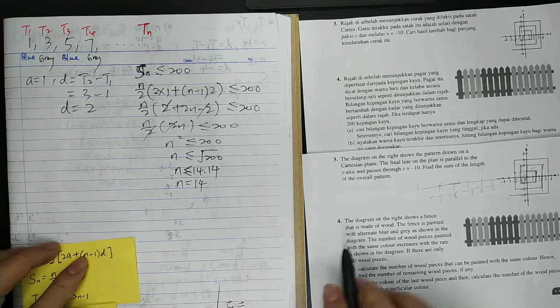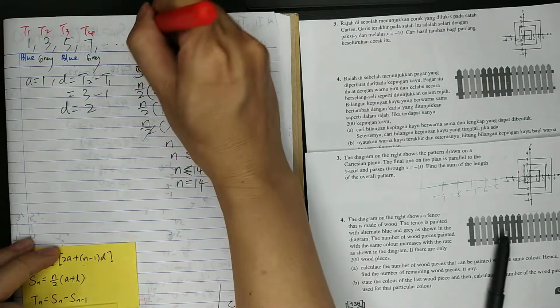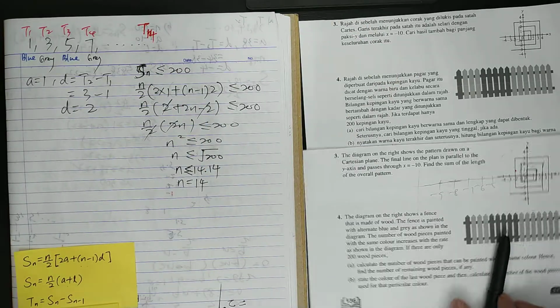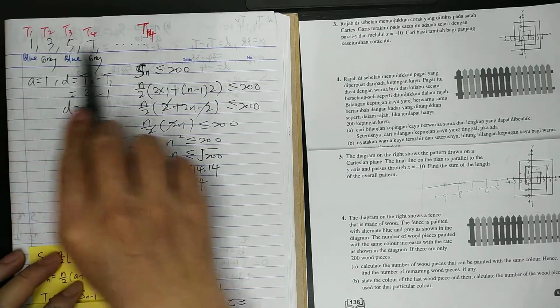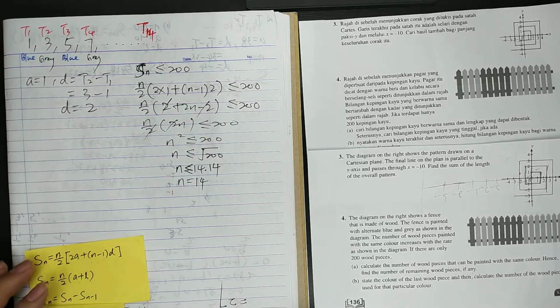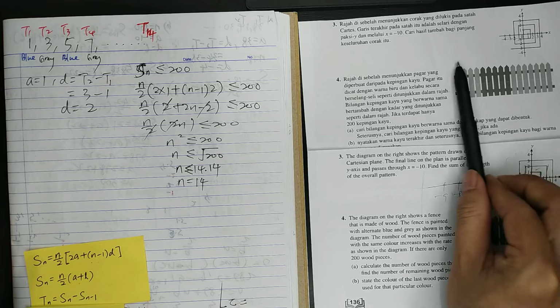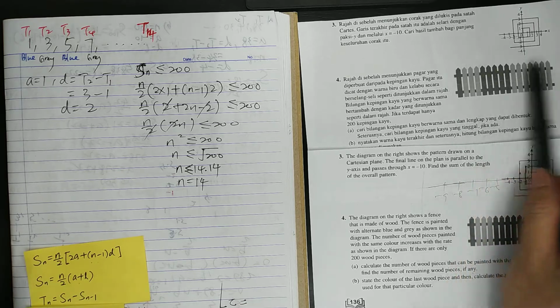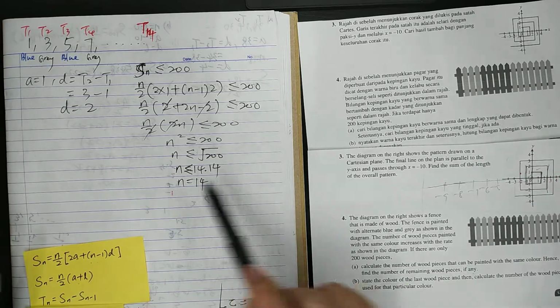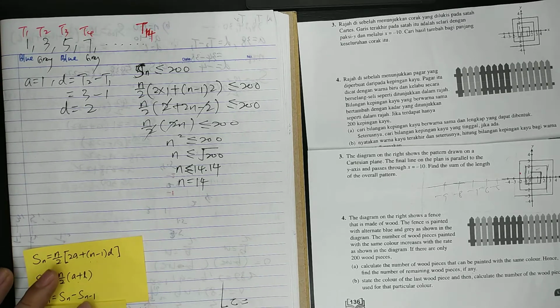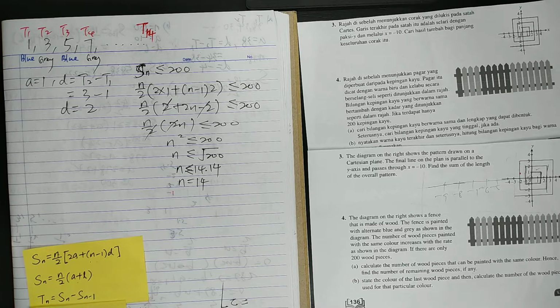So we know this is 14. T14. The total is 14, only 14 panels. We have 14 that can be formed with the same color. So n equals 14. We have 14 wood pieces that can be painted with the same color.